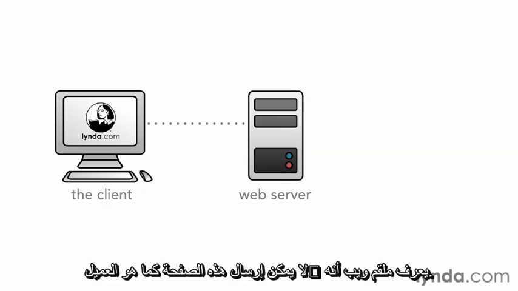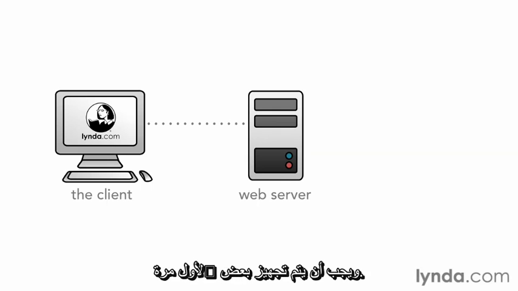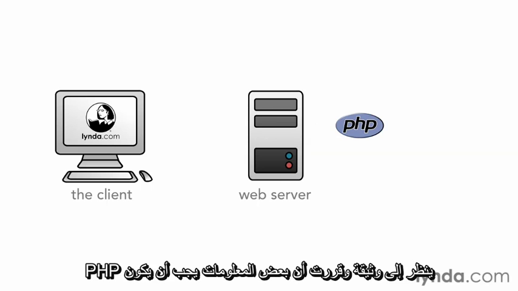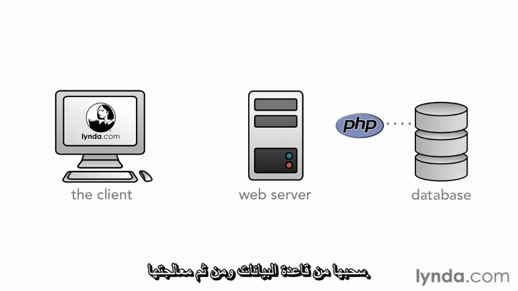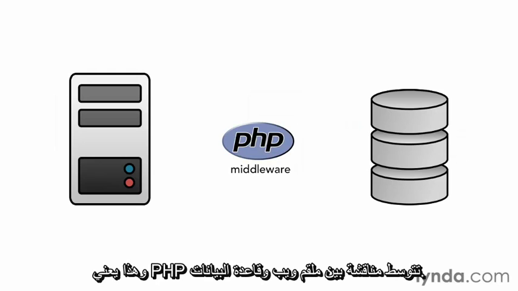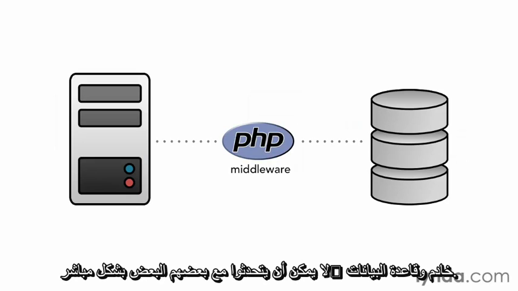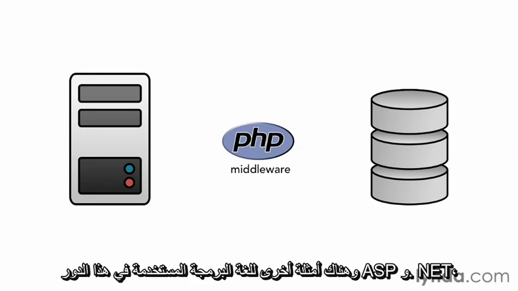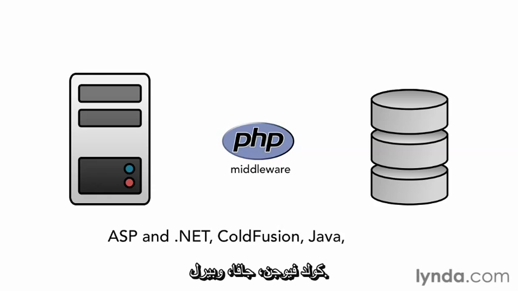The web server knows it can't send this page as is to the client. Some processing must be done first. So instead, the web server sends this request to the PHP application. PHP looks at the document and determines that some information needs to be pulled from a database and then processed. PHP is functioning as middleware in this way. This means PHP mediates the discussion between the web server and the database. The server and the database can't talk to each other directly. They need a translator that can understand server speak and database speak. Other examples of programming language used in this role include ASP and .NET, Cold Fusion, Java, and Perl.